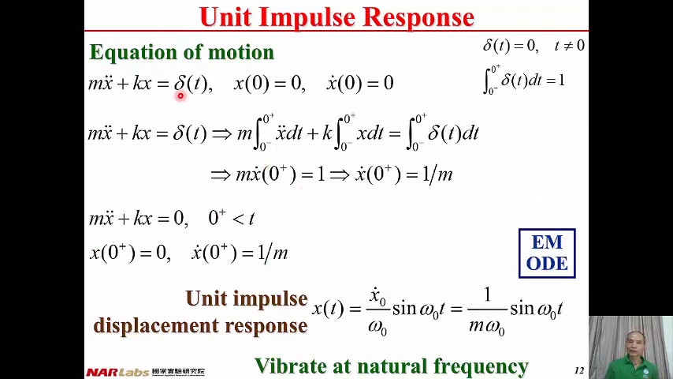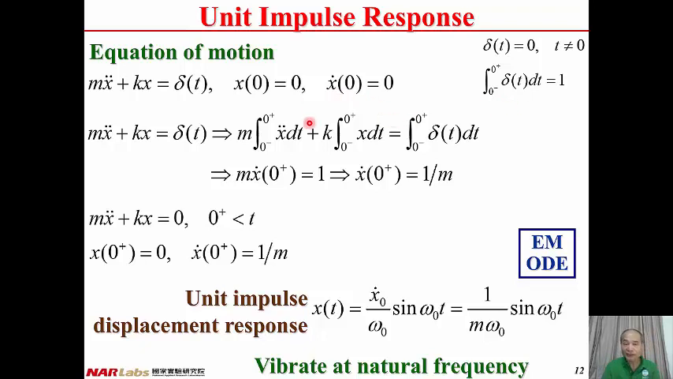Since delta t, when t equals 0, tends to infinity, we cannot handle the equation directly. Therefore, we integrate the equation from 0 minus to 0 plus. Let us consider the term on the right-hand side of the equation, integrating from 0 minus to 0 plus delta t dt, which equals 1 according to the definition of the unit impulse function.